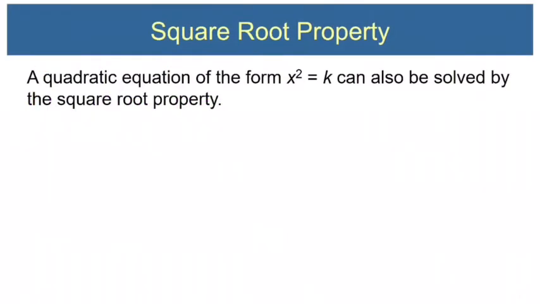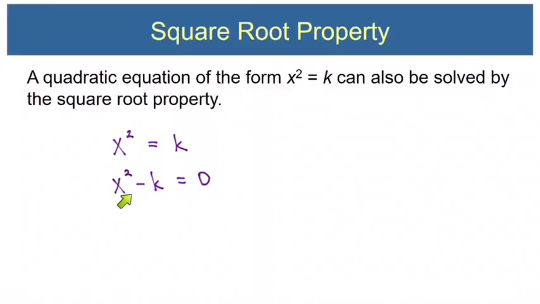Now let's look at our second method for solving quadratic equations, and this is going to be the square root property. Any quadratic equation we have that's in the form x squared equals k can be solved by the square root property. And let me develop it for you, and then we'll practice using it together. So if we start with x squared equals k, whether k is a perfect square or not, we can bring k over to the left side. And then we would have x squared minus k equals 0.